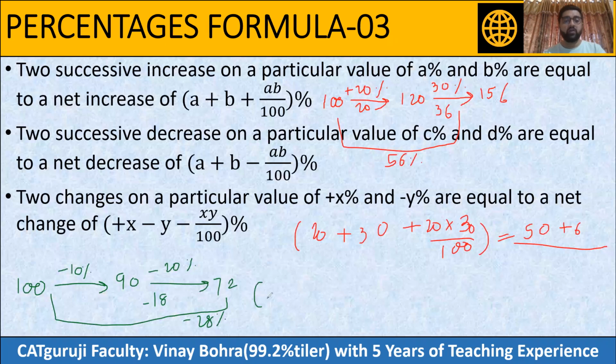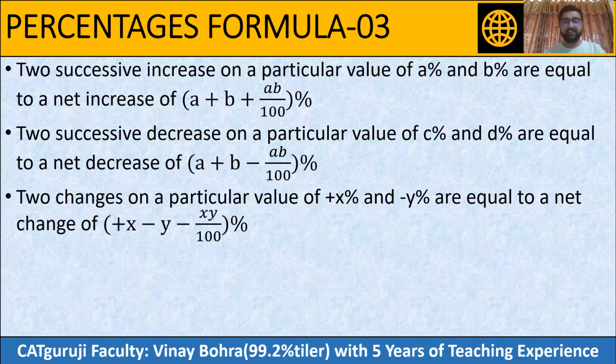So simply what we can do here, we can write 10 plus 20 minus 10 into 20 by 100, which is 200 by 100, 2. So this will give us 28%. And if there is one increment and one decrement, for increment we'll use plus, for decrement we'll use minus to solve this question. So this is your third formula for the percentages.